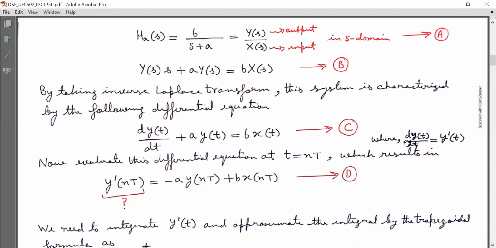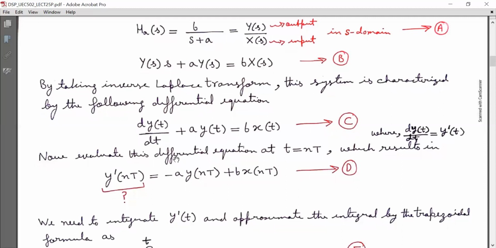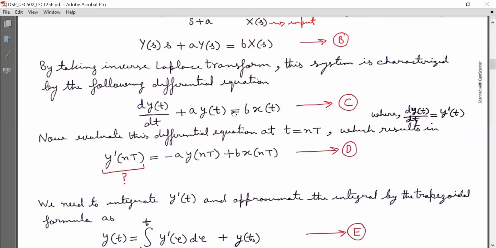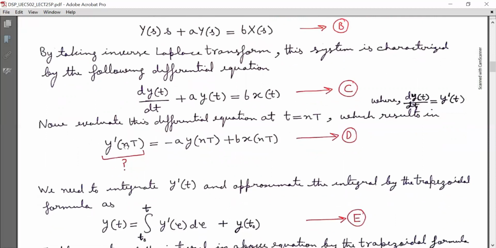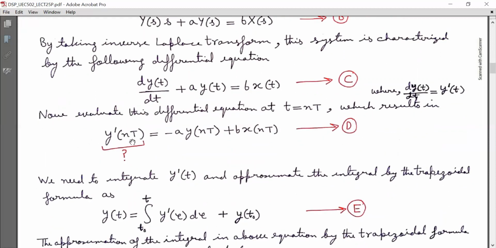Now here we will consider dy(t) by dt as y dash t. Now evaluate this differential equation at t is equal to nT, which results in y dash (nT) is equal to minus a y(nT) plus b x(nT). Mark it as equation D. Here I am evaluating equation C at small t is equal to n capital T, that is the sampling point.